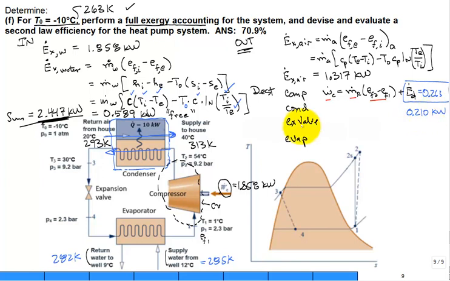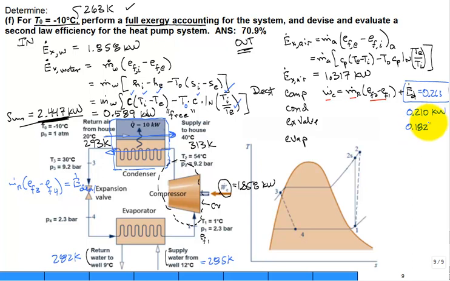How about the expansion valve? That's even easier. I can write it over here. What comes out of the fluid stream, m dot refrigerant times EF3 minus EF4, is simply what's destroyed in the expansion valve. So for the expansion valve, we find that the destruction is 0.182 kW.